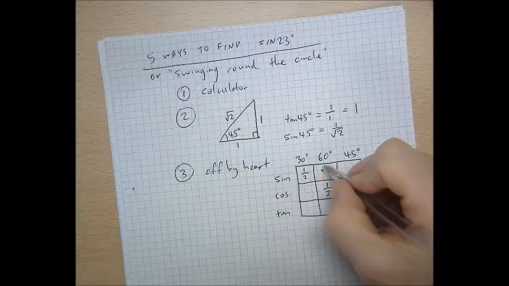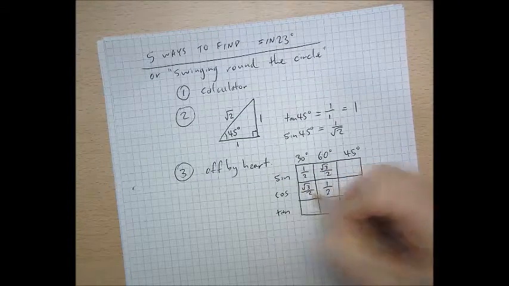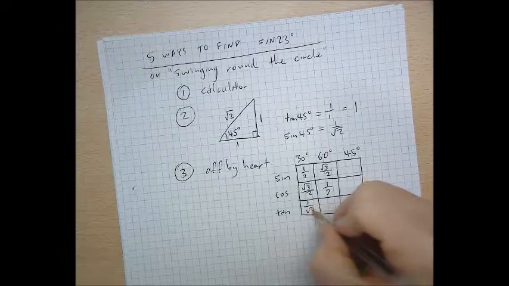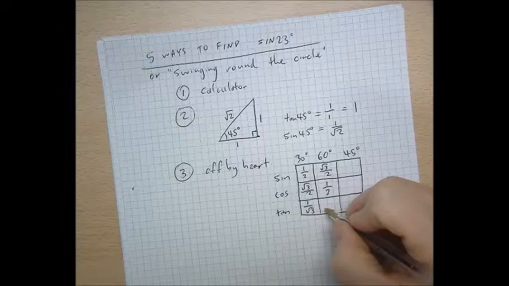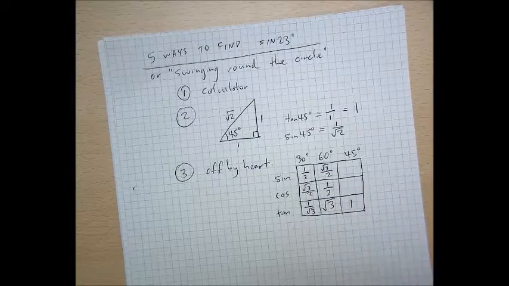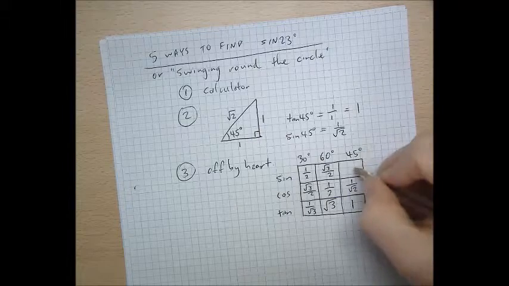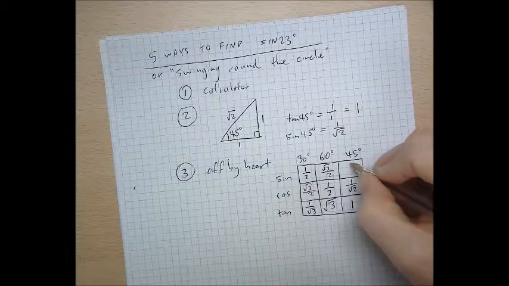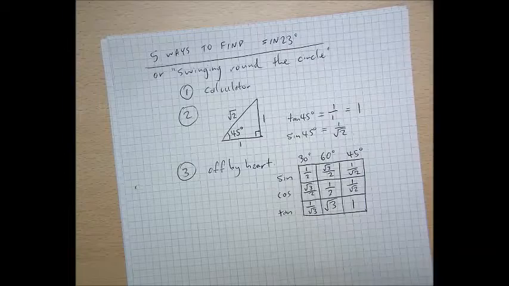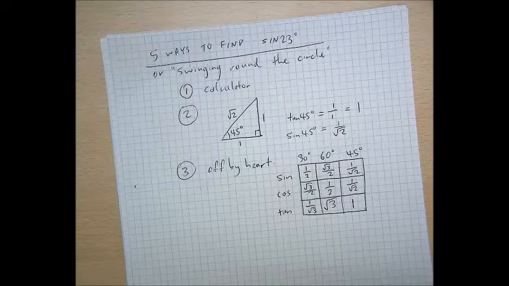Sine 60 is root 3 over 2. Cos 30 is the same thing. Tan 30 is 1 over root 3. Tan 60 is root 3. Tan 45 is 1. Cos 45 is 1 over root 2. And sine 45 is 1 over root 2. So that's your third way, just to know them off by heart. So when I say, what's sine 30? You say half, just like that, instantly.